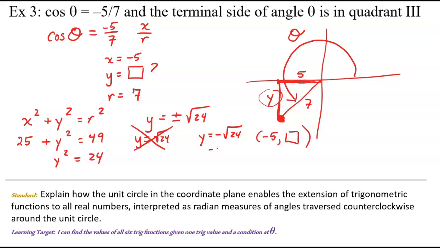So I need to simplify the radical. Negative 2 root 6 is my y-coordinate. So that tells me that sine of theta is negative 2 root 6 over r, which is 7. Okay, so I've learned the new lesson. At this point, you've seen the new lesson. So that takes me to another slide where I can show some more work.